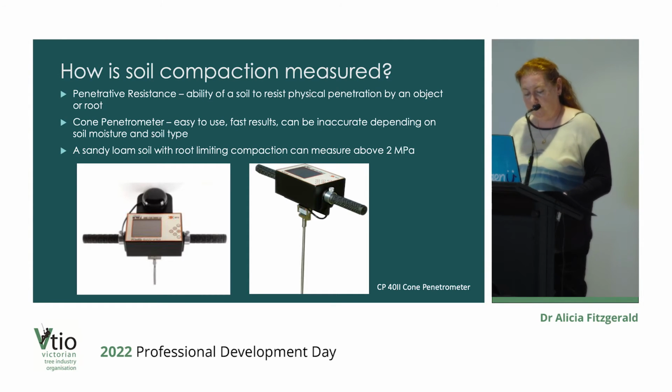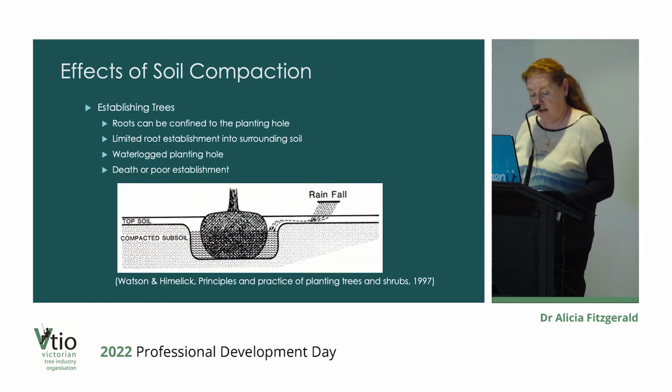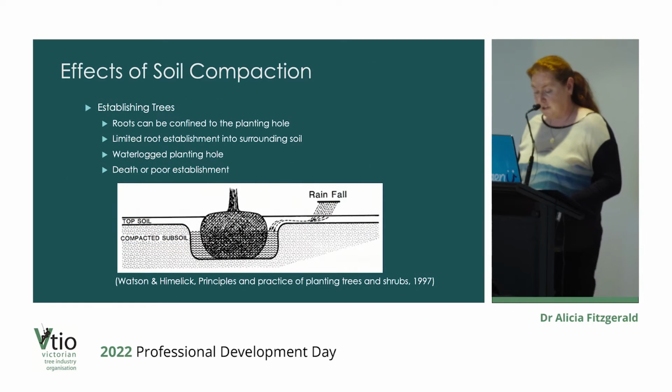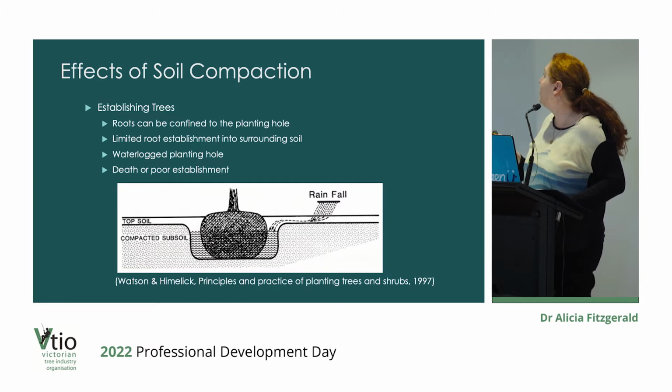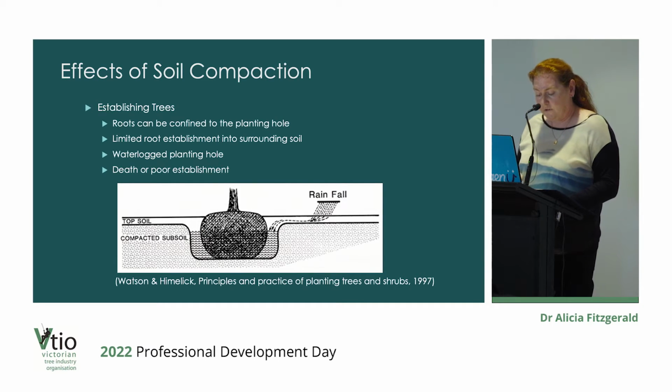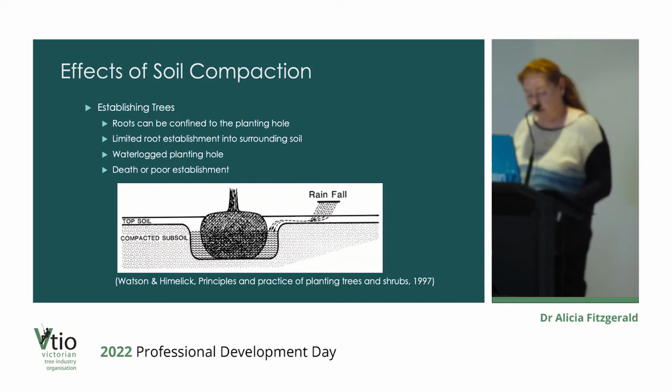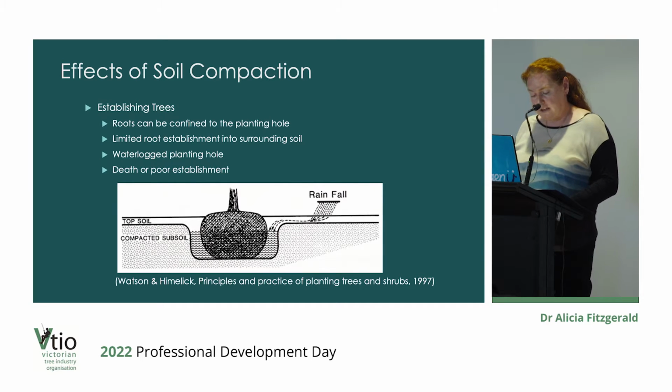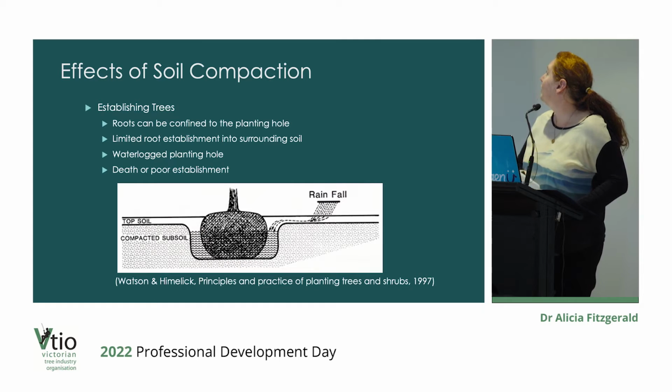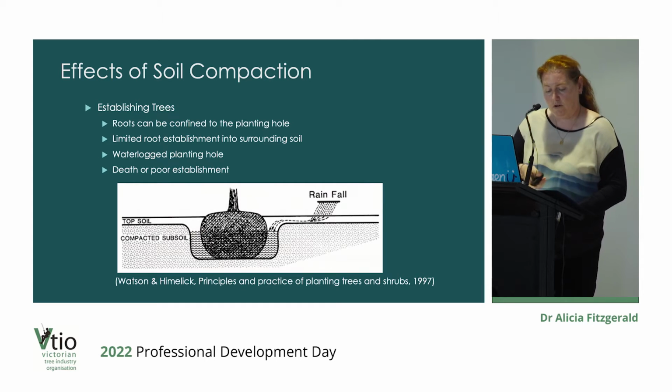So the effects of soil compaction on establishing trees can be shown in this diagram. The roots can often be confined to the planting hole. There is limited root establishment into the surrounding soil, and the planting hole can be waterlogged. And this can result in death or poor root establishment and canopy growth.